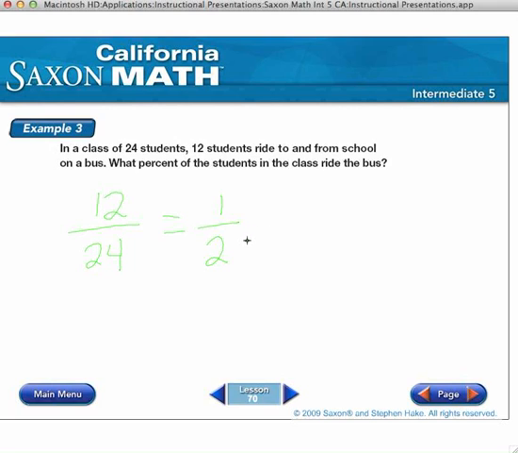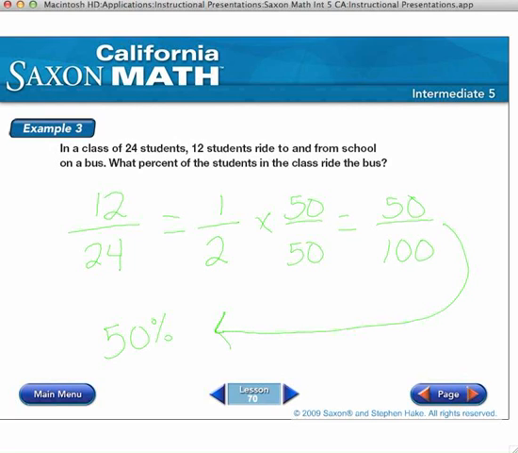Then I can do two things. I either know that half is 50%, or again, I multiply by a fraction equivalent to 1 to get a denominator of 100. Well, 2 times 50 is 100. 50 over 50, 1 times 50 is 50, so I have 50/100ths, which is that 50%. Okay, notice I took a shortcut first saying 1/2 and went straight to the 50%. If you know that 1/2 is 50%, that's fine. If not, show your work and solve it this way.